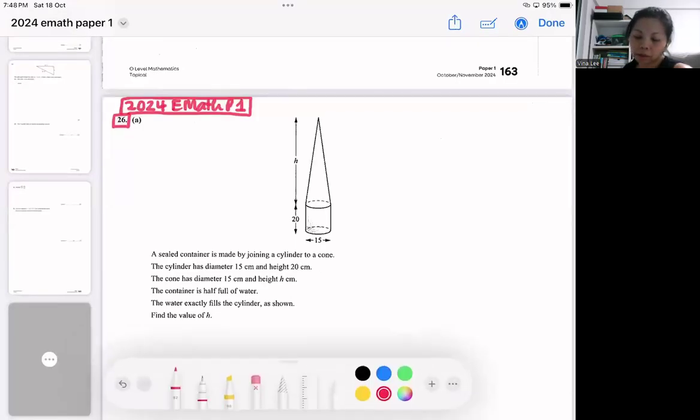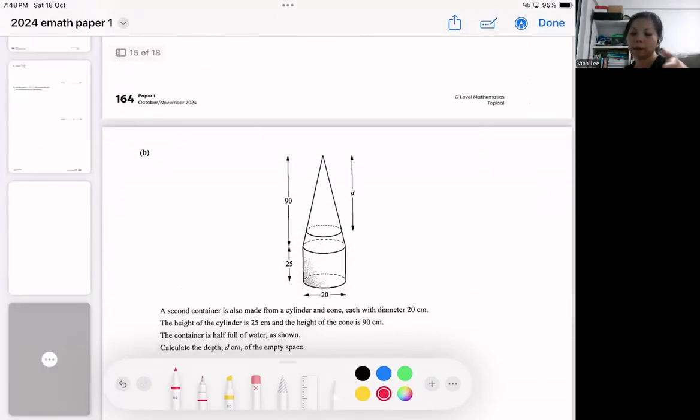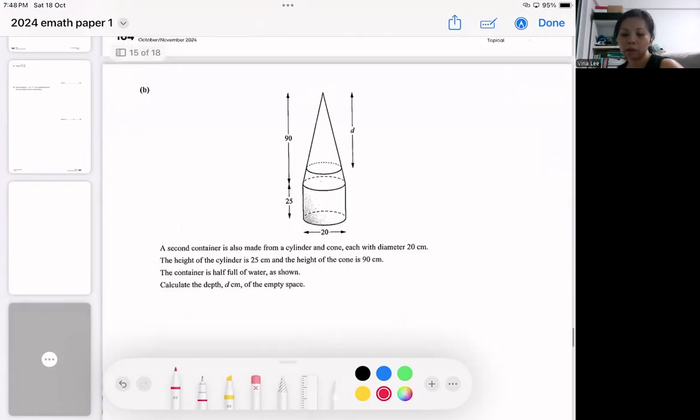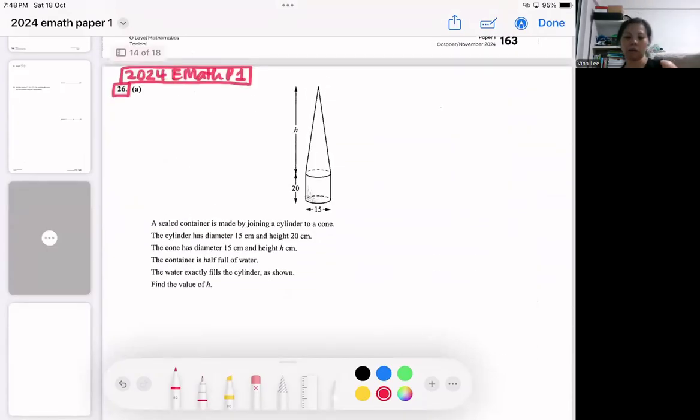Okay, so this question covers the topic of mensuration, specifically cylinder and cone. In the second part, you will see the same shape, but there will be similar triangles, with the area and volume of similar triangles involved. Okay, so we'll do it part by part. Some people will get stuck in part A if they fail to read certain information, so take some time to read carefully.